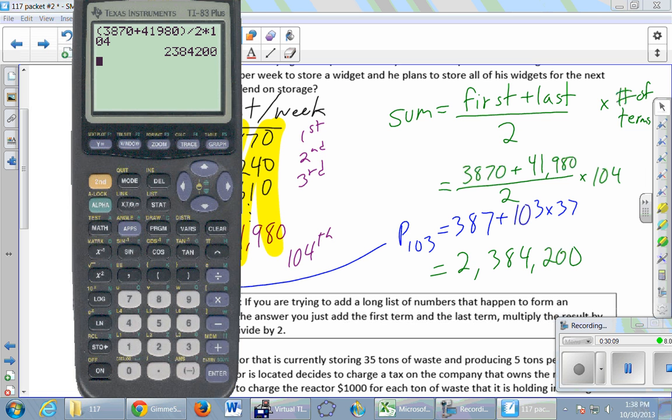So I just want you to appreciate that the formula that we used saved us from adding up 104 numbers, right? It's just kind of magical that it works. If you want to really know why it works, talk to me after class and I'll explain to you why it works. But it saved us from having to do a lot of grunt work, right? A lot of calculations. Questions on that?